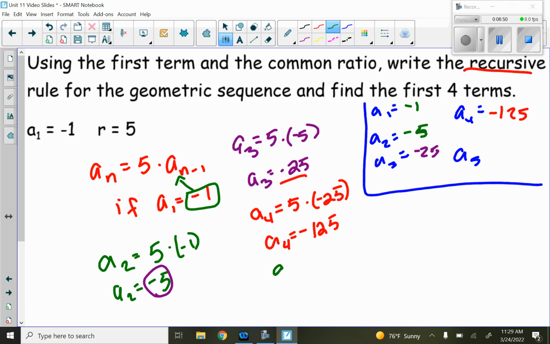And then our fifth term. So you take your common ratio, 5, and you multiply it by your fourth term, negative 125. We get, for our fifth term, negative 625.